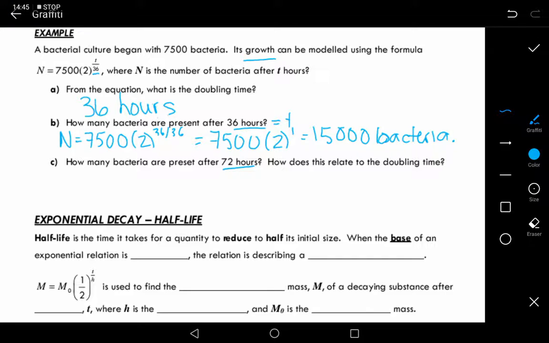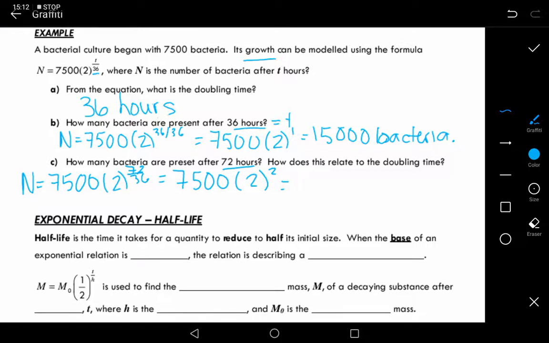So we'll start with the first part. Let's figure out how many were present after 72 hours. So again, you just keep your equation the same, except instead of t divided by 36, we now have 72 divided by 36. Okay, so the first thing we need to do is simplify that exponent. So 72 divided by 36 is 2.